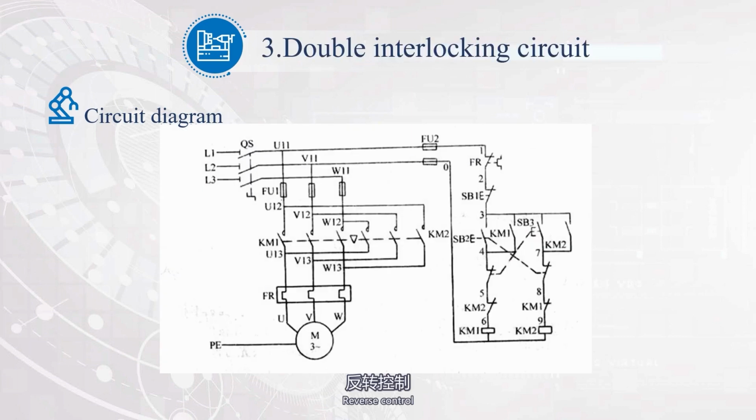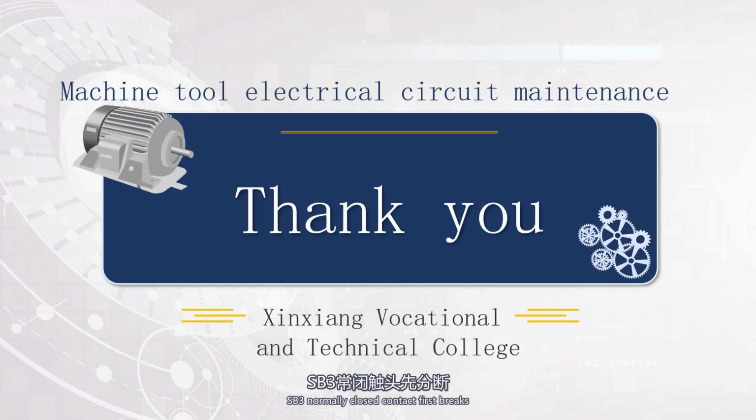2. Reverse control. Press SB3. SB3 normally closed contact first breaks, KM1 coil loses power. KM1 self-locking contact disconnected to release self-locking. KM1 main contact breaks, motor loses power and stops forward rotation. KM1 interlocking contact returns to closed, SB3 normally open contact closes afterwards. KM2 coil powered on, KM2 self-locking contact closed self-locking. KM2 main contact closed, motor reversed. KM2 interlocking contact breaking for KM1 interlocking, cutting off forward control circuit.